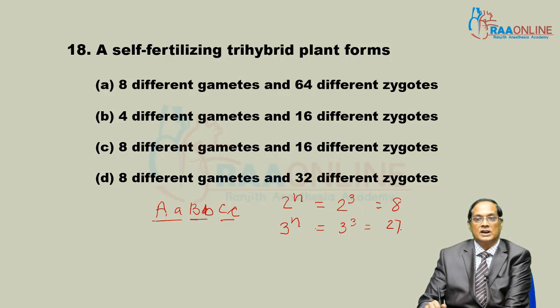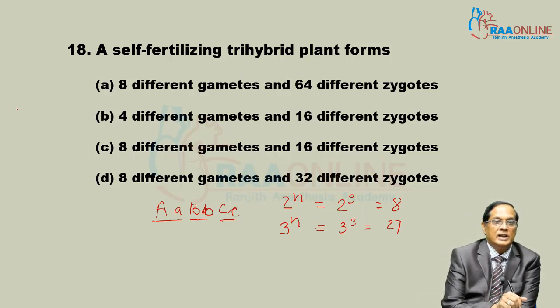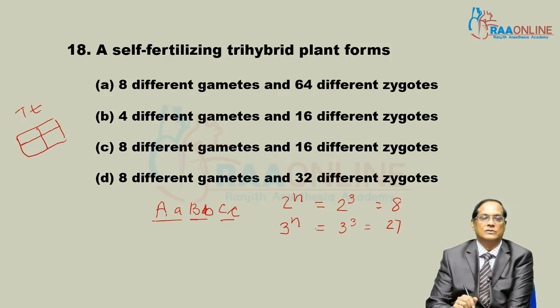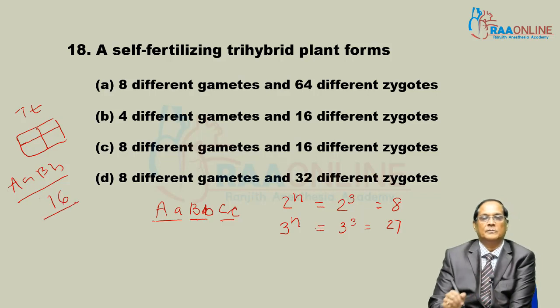This is a checkerboard related question. If we take one pair, that is capital T, small t, then you will see this checkerboard is obtained containing 4 different types of zygotes. If we use the dihybrid plant, in that case a 16-box checkerboard will be obtained.